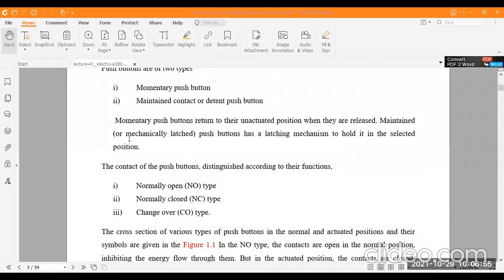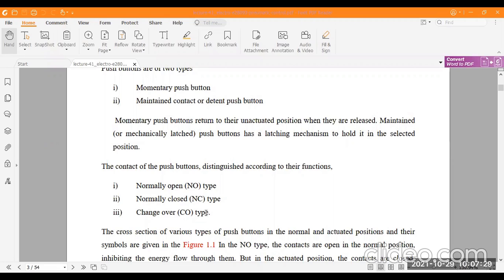According to their functions, there is another classification we have to do for push buttons. The contact of the push button is distinguished according to its function. So please remember these 3 things. This is very important for push button classification. One is the normally open, NO type. Number 2, normally closed, NC type. And number 3, changeover, CO type.